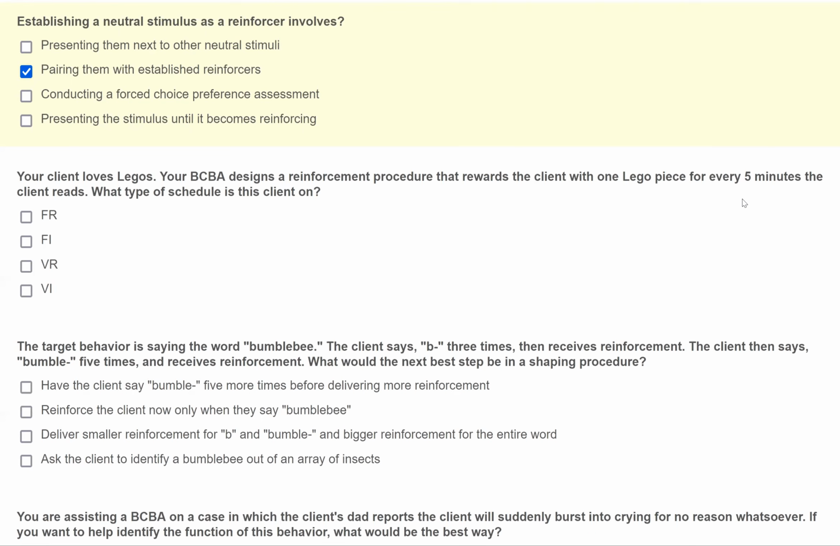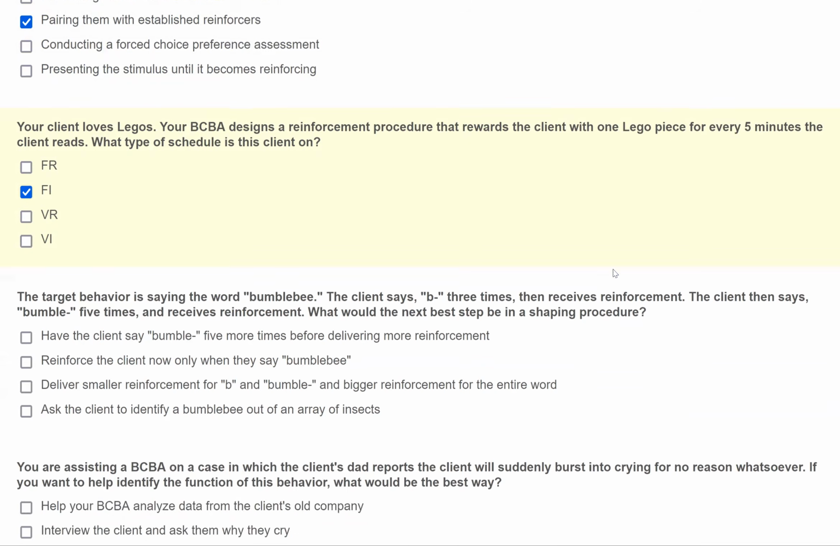So if I'm going to receive reinforcement every 5 minutes, that's going to be a fixed interval. This is how we need to approach basic reinforcement schedules. Let's break it down one more time. Responses or time is going to tell you ratio or interval. Fixed or average is going to tell you fixed or variable. Once you have both, put them together, what do you get? Well, in this case, what type of schedule is the client on? A set amount of time, therefore a fixed interval.